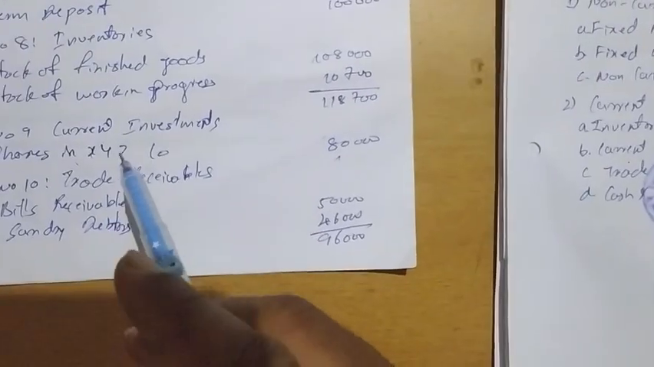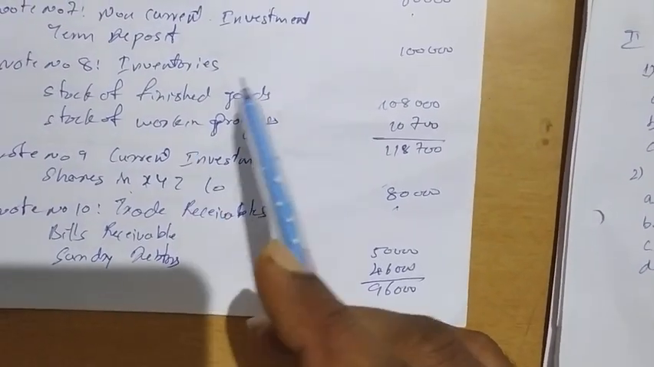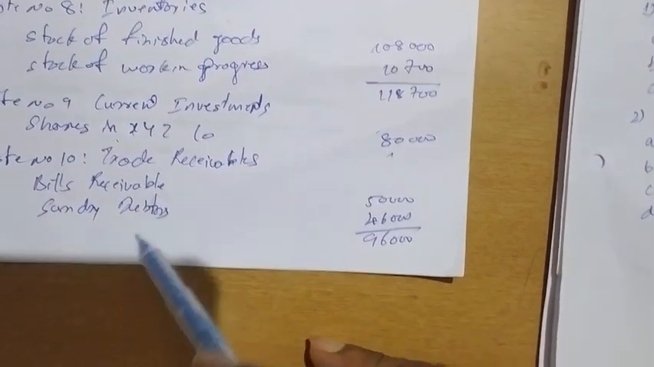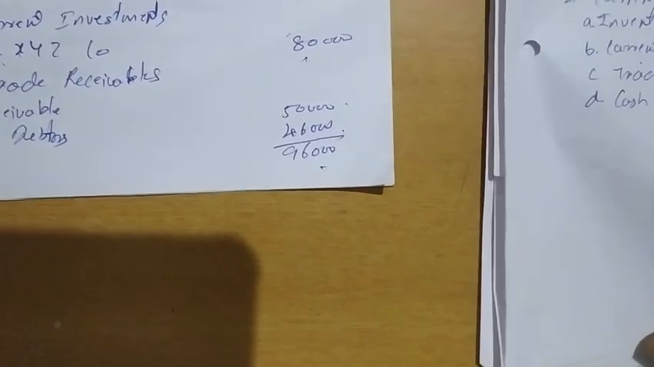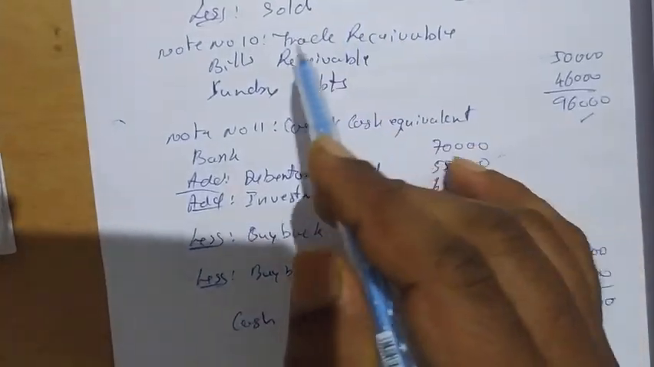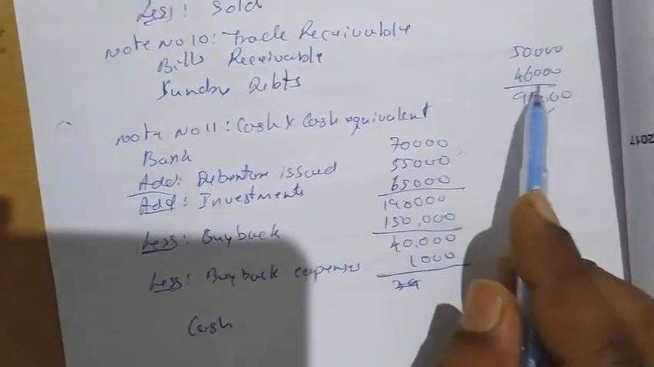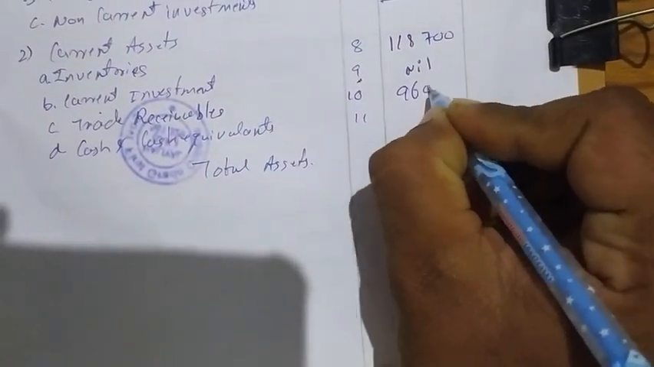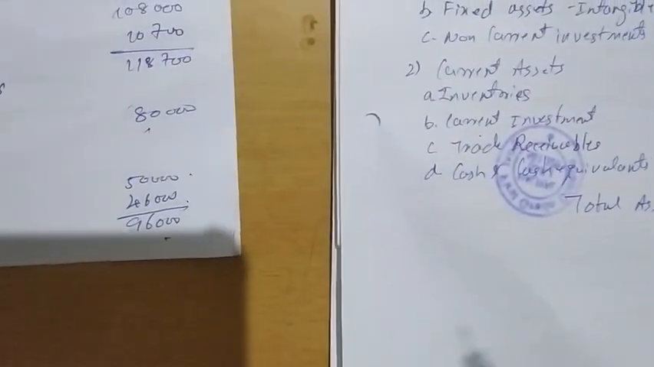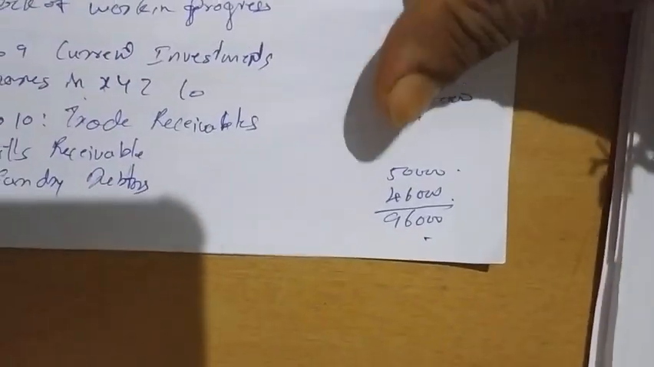Then trade receivable. Trade receivable has no change. That is the current investment. Trade receivable 50,000 plus 46,000, total 96,000. So here also it remains the same: 50,000 plus 46,000, total 96,000. And the last item, here comes the major adjustment.